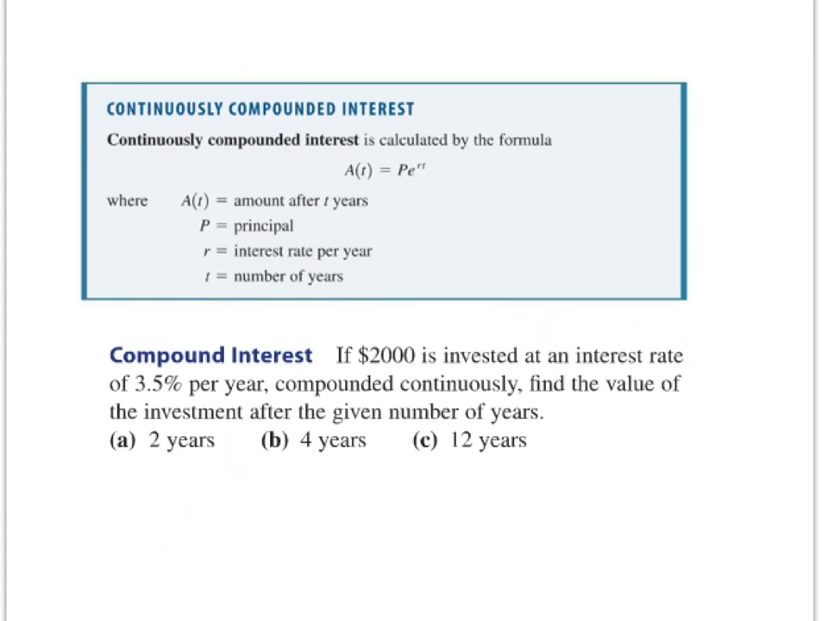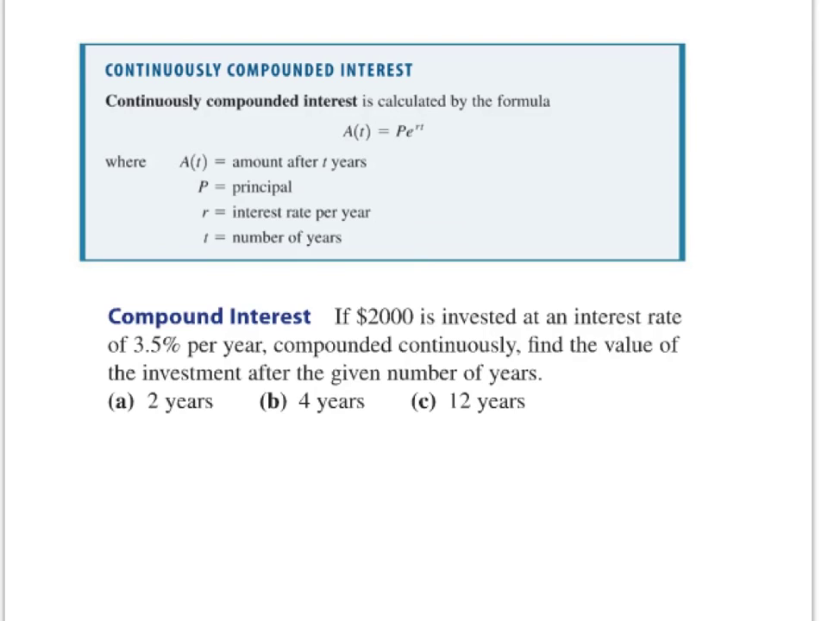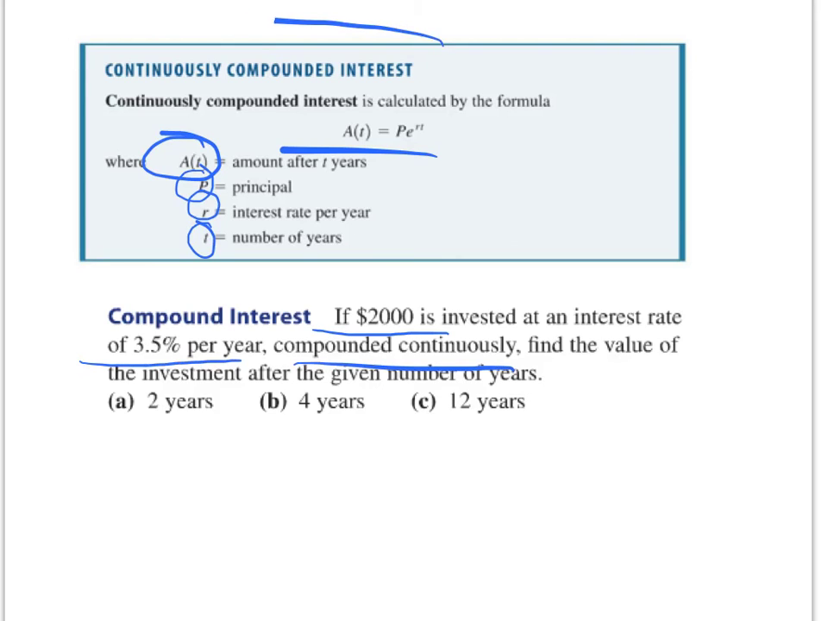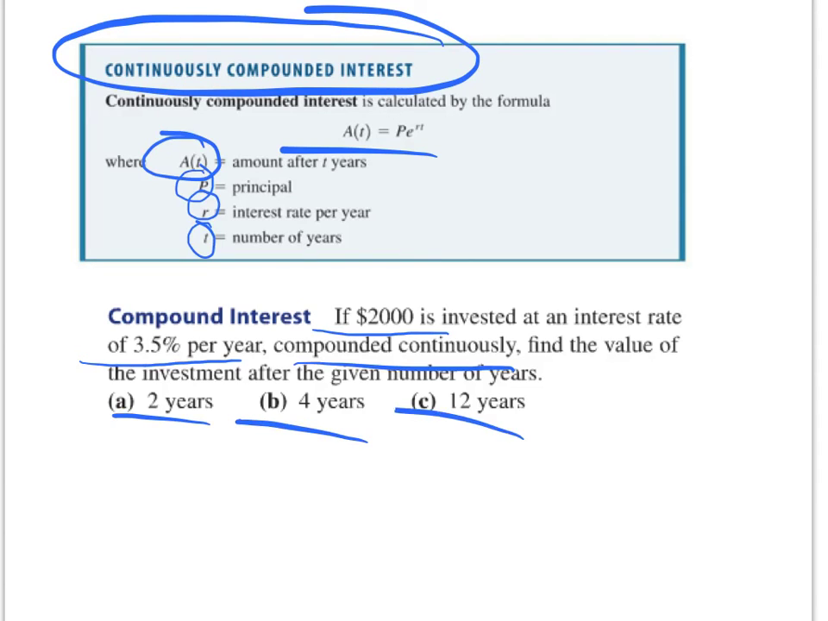We can also use the base e for continuously compounding interest problems. And so we have a formula for that. A of t, the amount of money in an investment after t years, is equal to P, the principal, times e raised to the power r times t, where r is the interest rate and t is the number of years. So again, this is just a matter of entering this function properly into your calculator to figure out that if you have $2,000 invested at an interest rate of 3.5% per year, compounded continuously, this is continuous compounding, you should find the value of the investment after 2, 4, and 12 years.